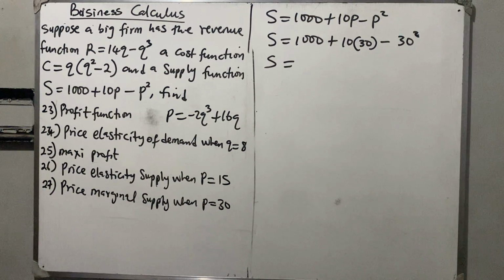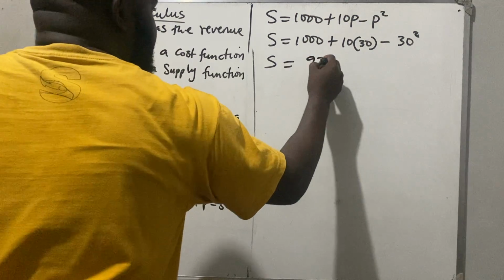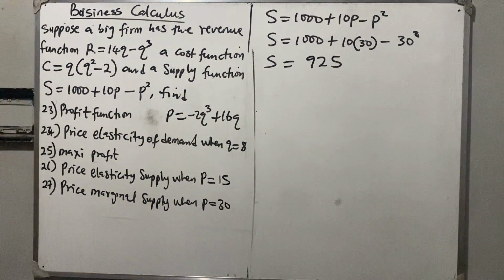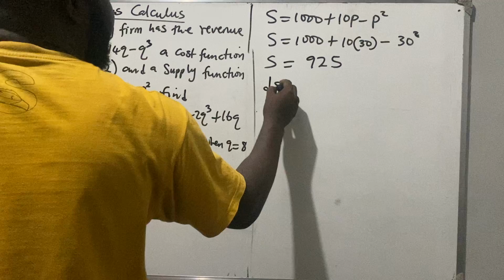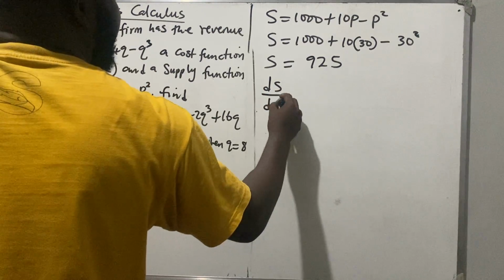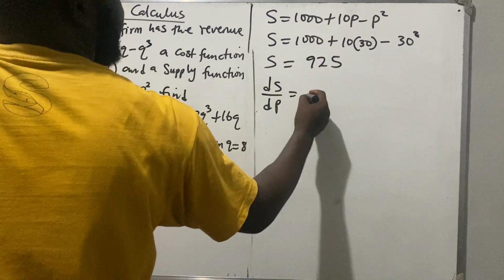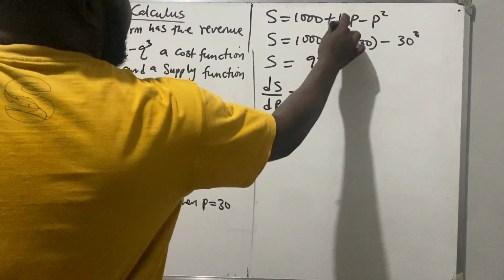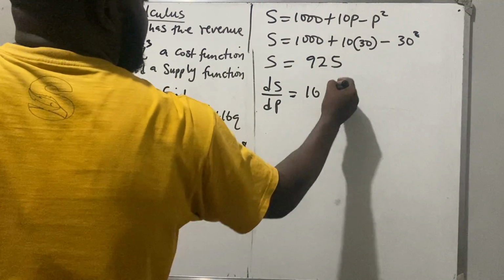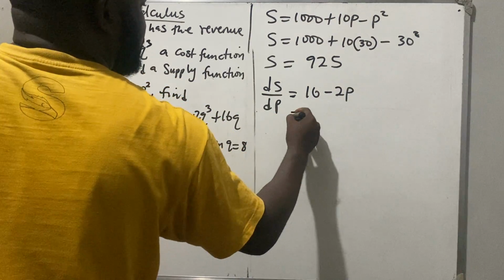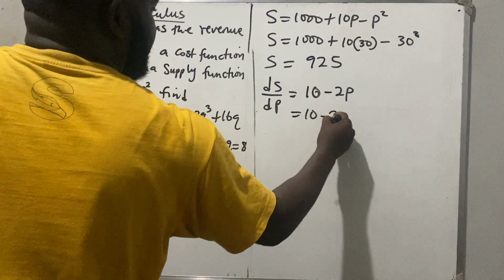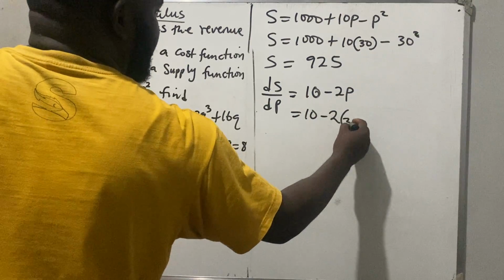So press it. Our S gave us 925. You can cross-check to see if it is correct. Okay, so we know that we need to get our dS/dP, differentiation of this is gone, differentiation of this is 10, differentiation of this is minus 2P. So which will give you 10 minus 2 into P.